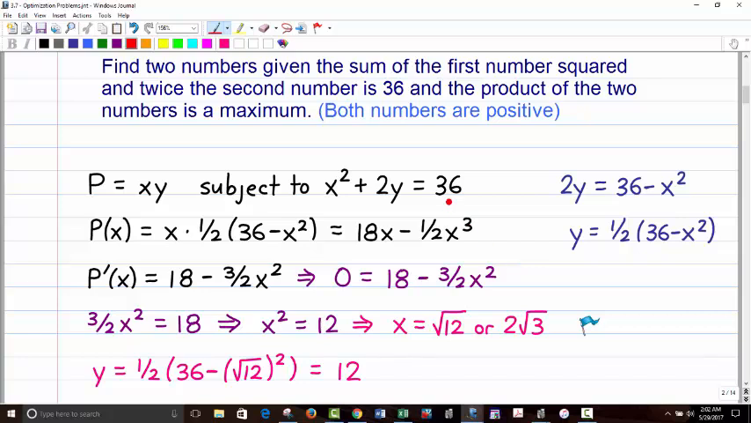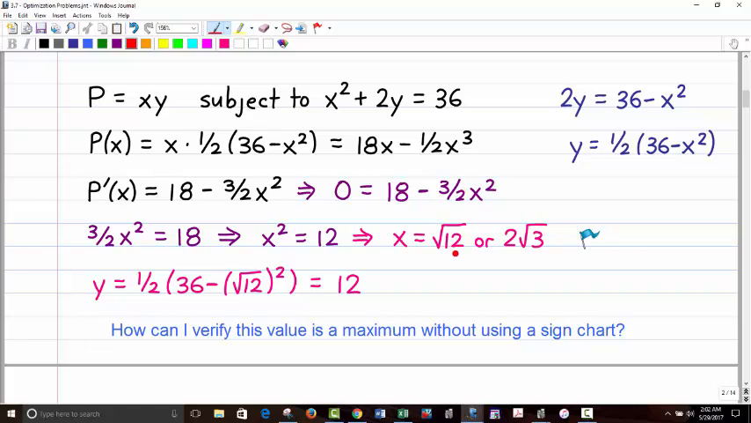So no one said these had to be integers or anything like that. It just said two positive numbers. So square root of 12 is fine. That's okay on a handwritten test. I'd have no problem with that. 2 root 3 is just a simplified version of that. So that's your x. Then to get your y, you have this equation for y right here and just substitute that value right in for x, and you'll get 12.